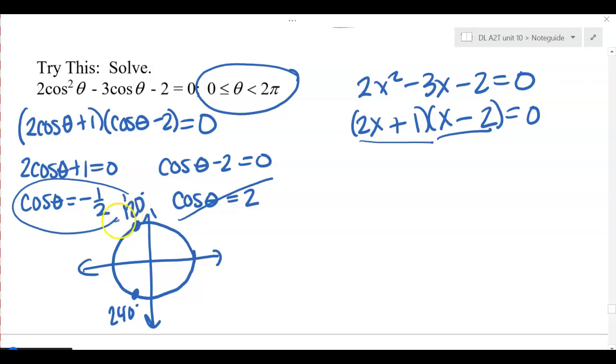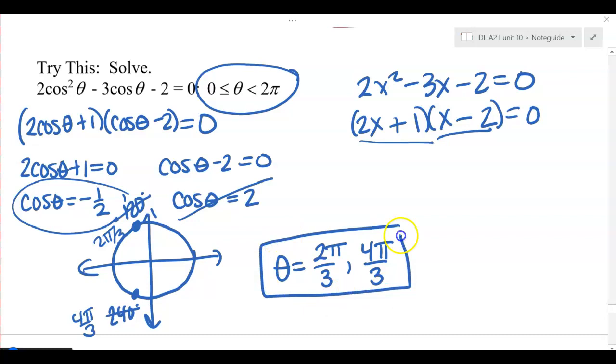So 120 in terms of radians is 2 pi over 3, and 240 in terms of radians is 4 pi over 3. So I have two solutions for the angle in radians between 0 and 2 pi: 2 pi over 3 and 4 pi over 3.